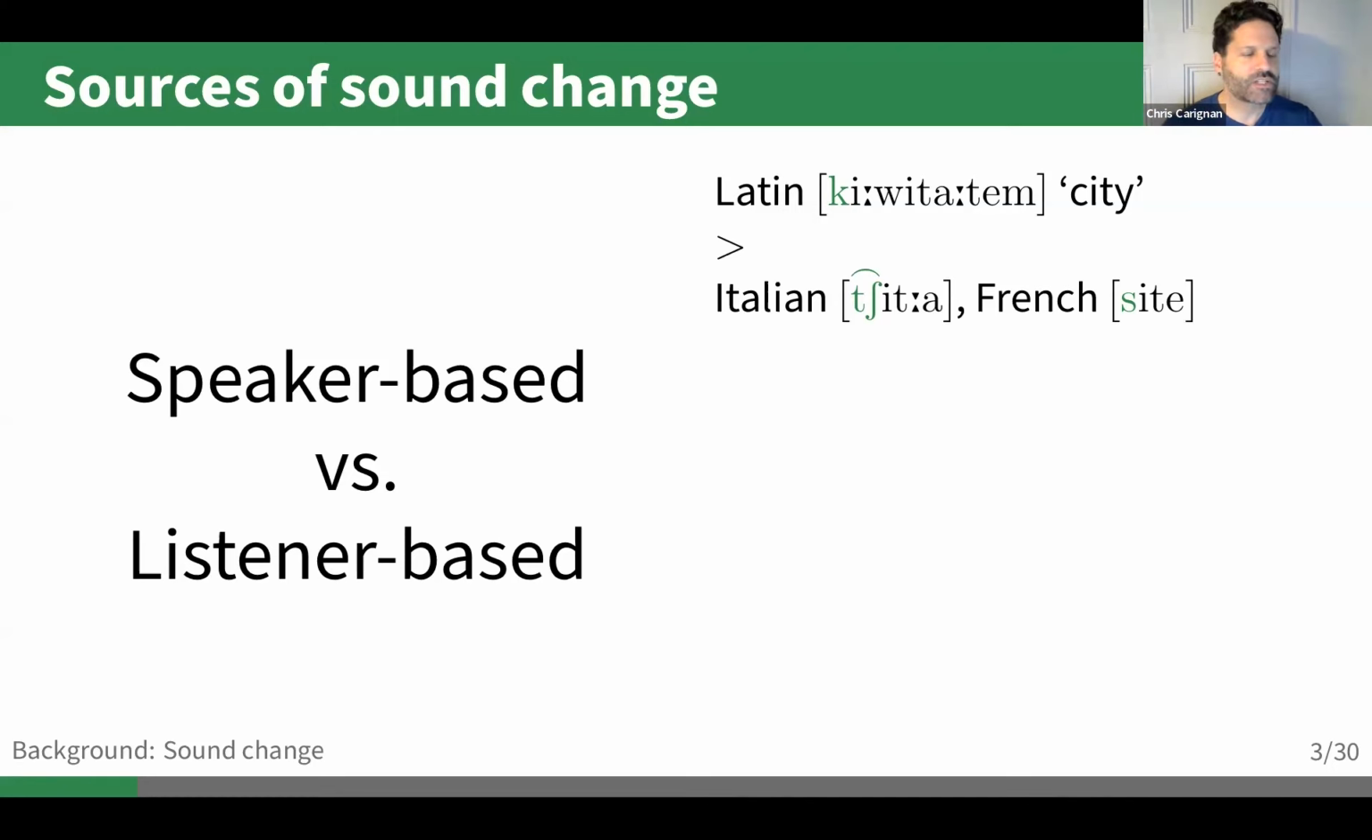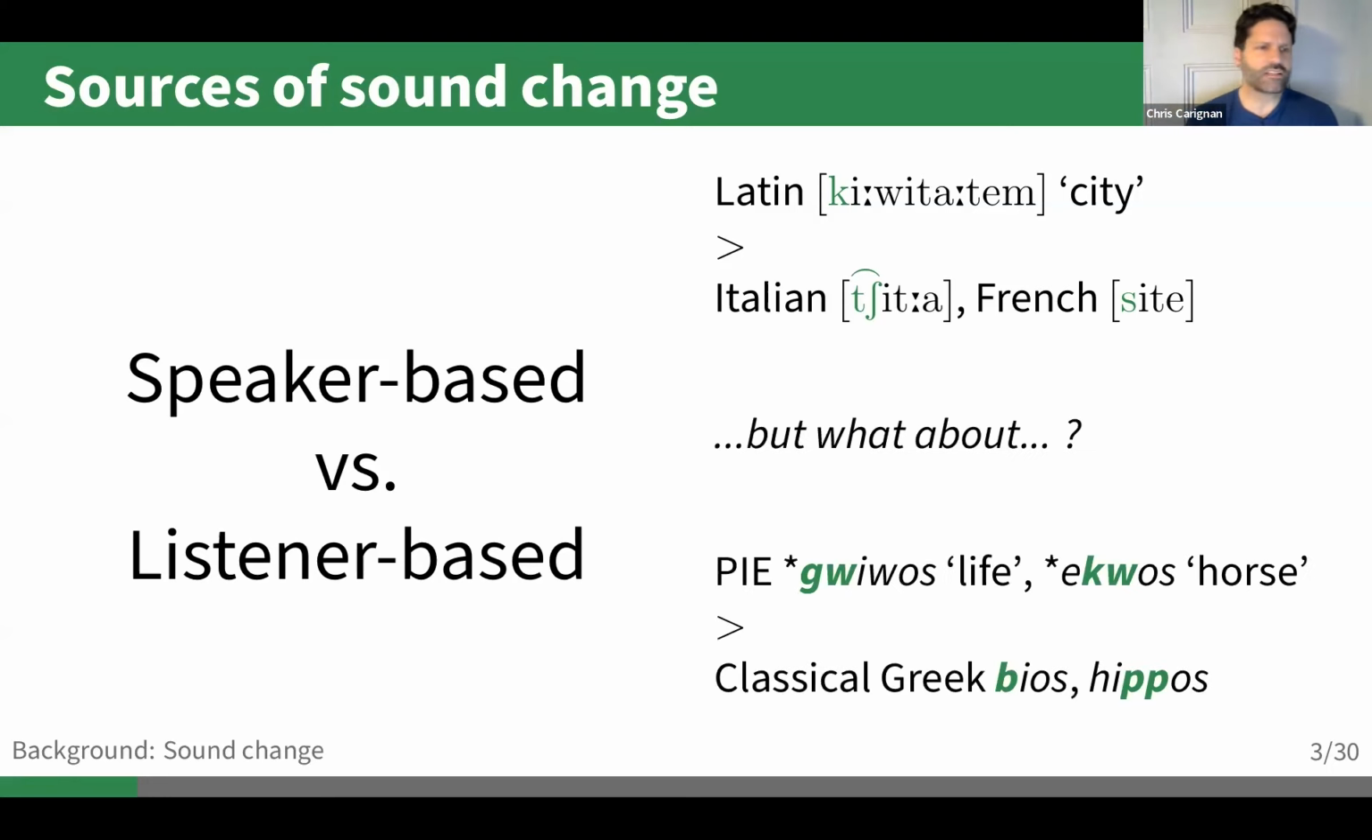So it's easy to explain this in terms of speaker-based sound change or some sort of interaction of speaker and listener. But then we come to examples like this, alternations between, for example, velars in Proto-Indo-European, and which later changed to labials.